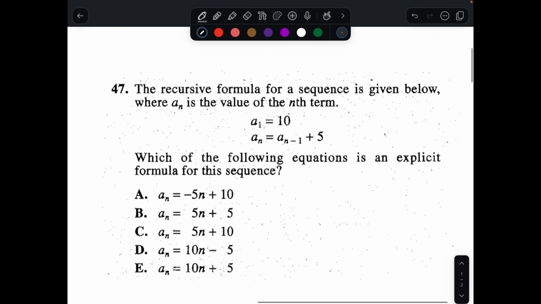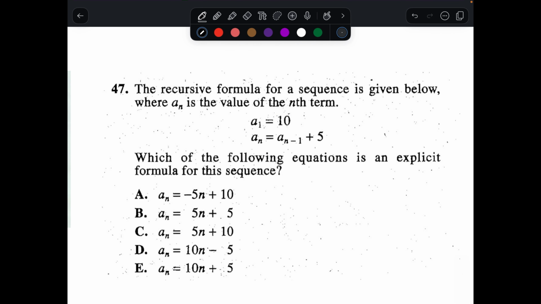On to question 47, which says the recursive formula for a sequence is given below, where an is the value of the nth term. a1 equals 10, an equals an minus 1 plus 5, and it asks us which of the following equations is an explicit formula for this sequence.